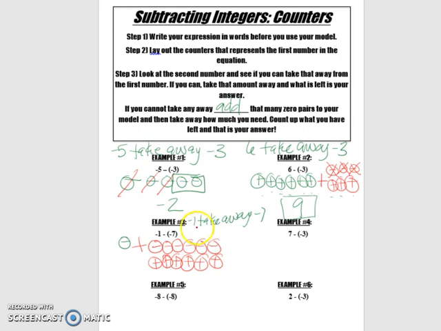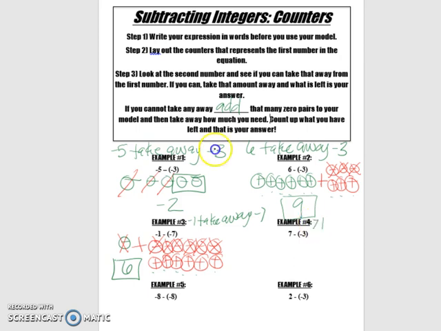All right, so -1 take away -7. So let's take away -7. 1, 2, 3, 4, 5, 6, 7. Now that we've taken them away, we have some numbers left over. So what we have left over is 1, 2, 3, 4, 5, 6. So we have 6 positives left over. So that is our answer. All right, let's do another example.